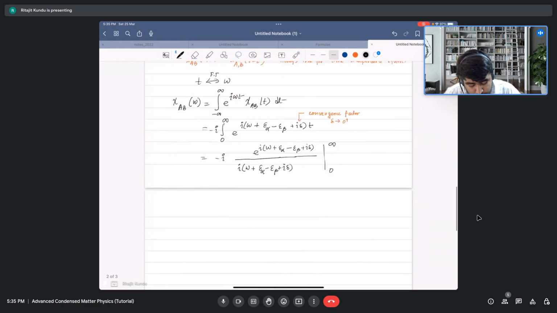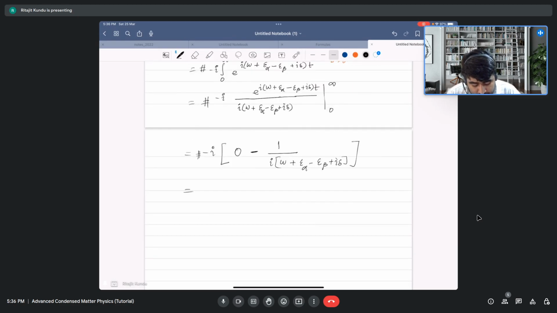Now let's put together all of the limits. As I put the convergence factor in by hand, at infinity it just becomes 0. So it is not oscillatory at t infinity. Then we have minus 1 by i omega plus epsilon alpha minus epsilon beta plus i delta. Remember that there are also other factors in this integration, but we are not thinking about that for now, and we will put them together at the end. So the result is 1 by omega plus epsilon alpha minus epsilon beta plus i delta.